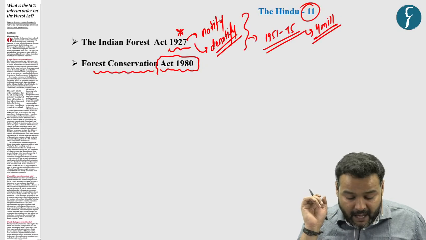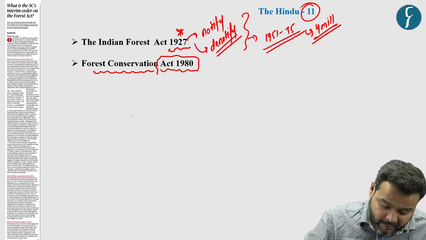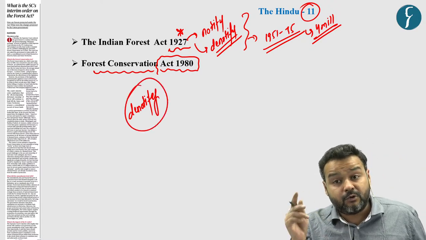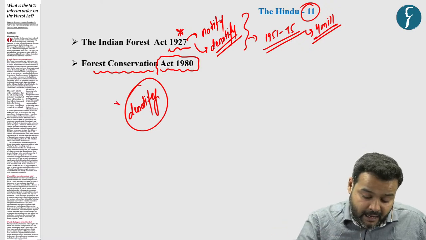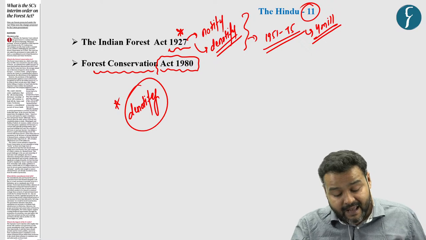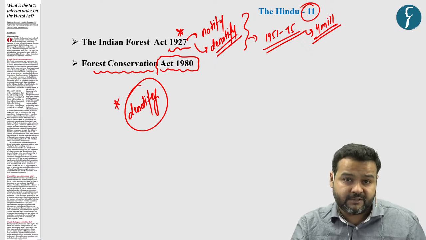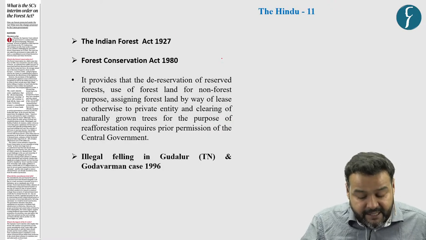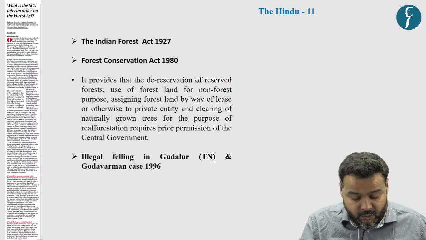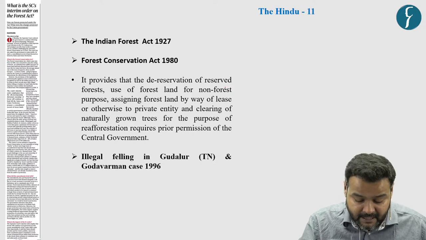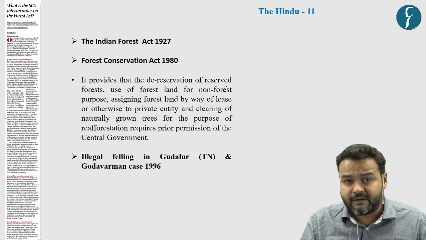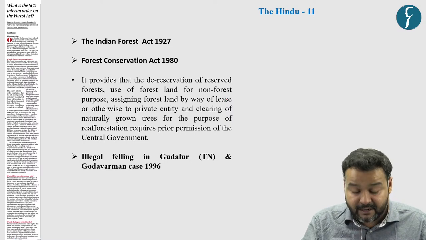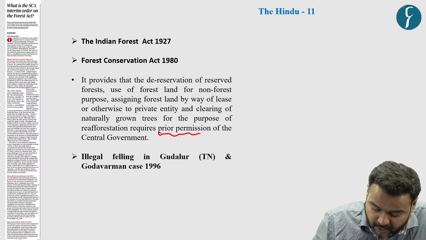But what was remarkable was the power of denotifying. State governments were still given the power to notify a forest area, but the power of denotifying was taken away and concurrence of the central government was made mandatory. So what changed? It provides that the de-reservation of reserved forest, use of forest land for non-forest purposes, assigning forest land by way of lease or otherwise to a private entity, and clearing of naturally grown trees for the purpose of reforestation requires prior permission of the central government.